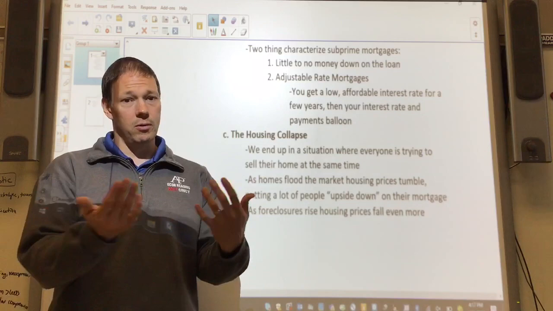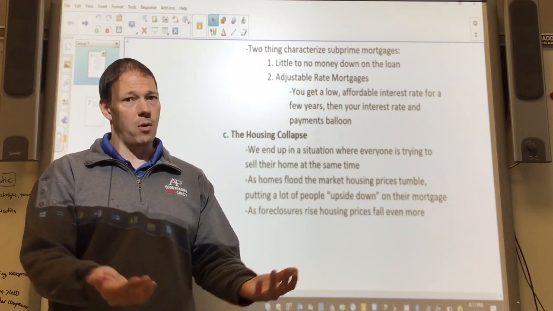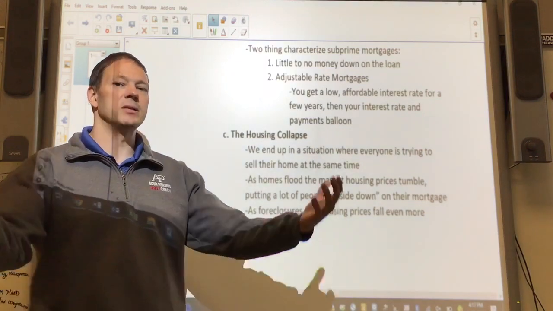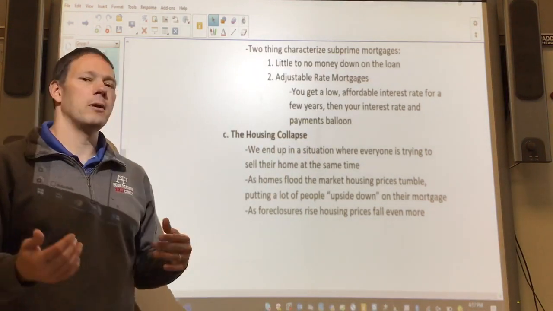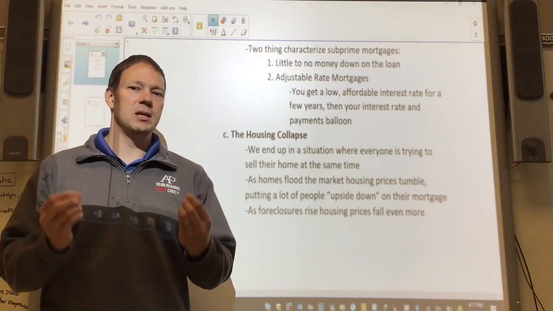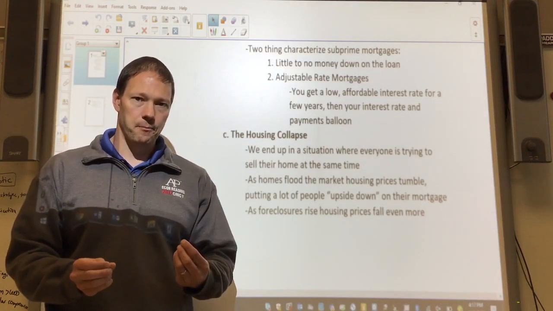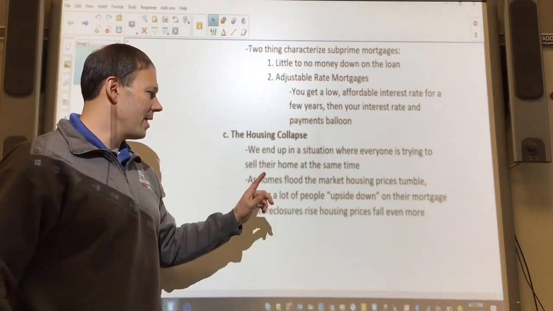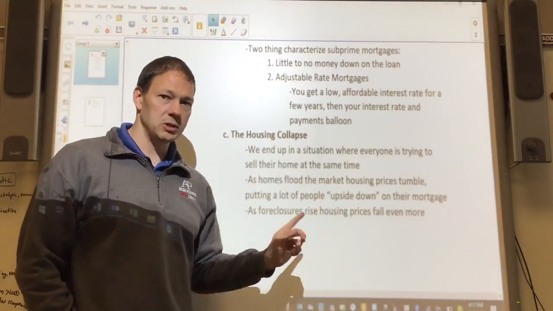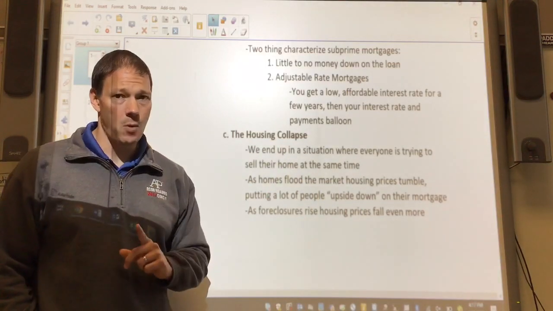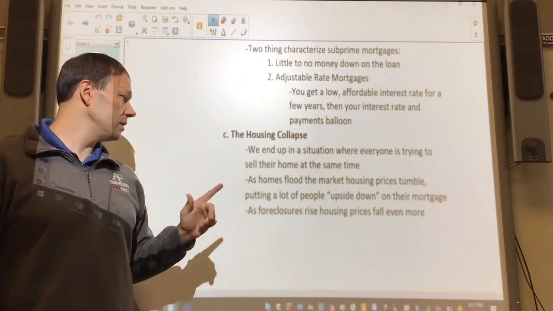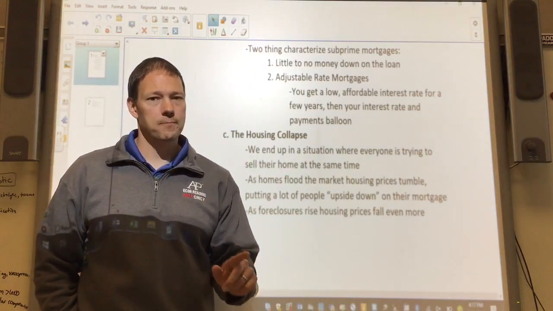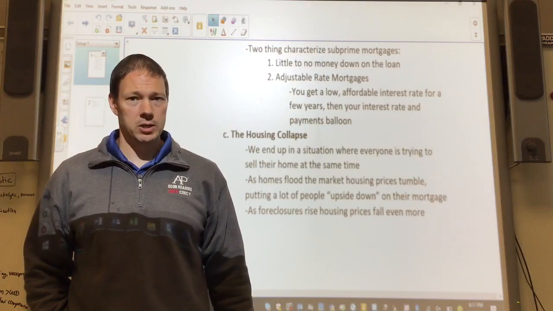Not to mention, there were a lot of people who took out these loans they couldn't afford, and as predicted, they weren't able to afford them, and the bank forecloses on them. And so, essentially, long story short, you have everyone trying to sell their house at the same time, okay? And when that happens, housing prices tumble, and that puts a lot of people in this impossible situation where, I mentioned the term upside down a moment ago. Again, upside down means that you owe more on your loan than your home is worth. Now, here's the problem you run into.